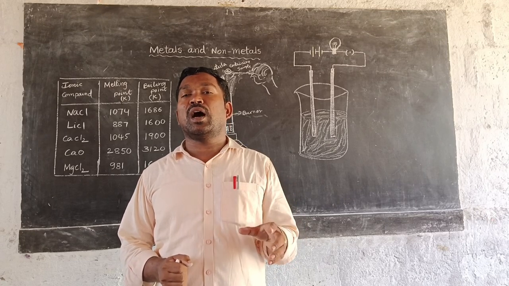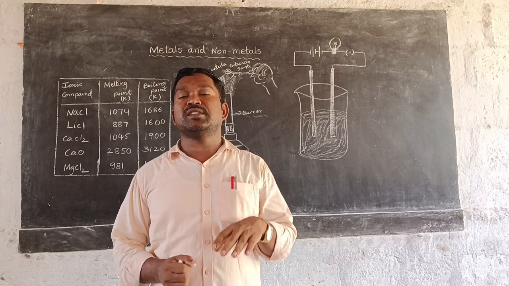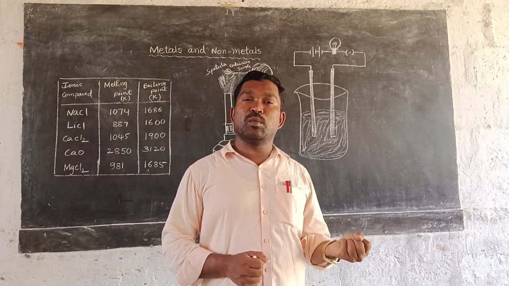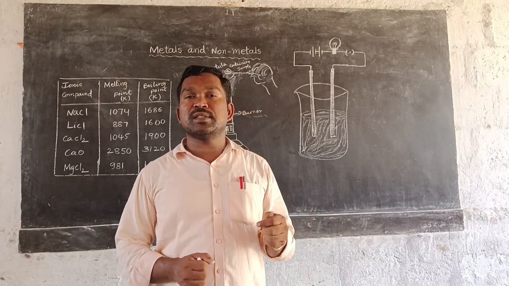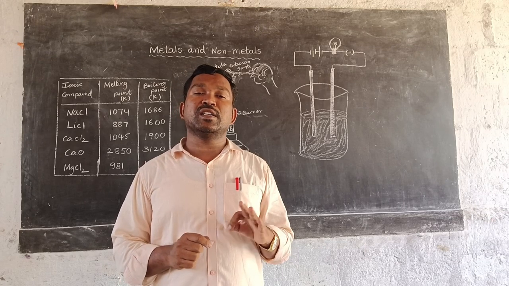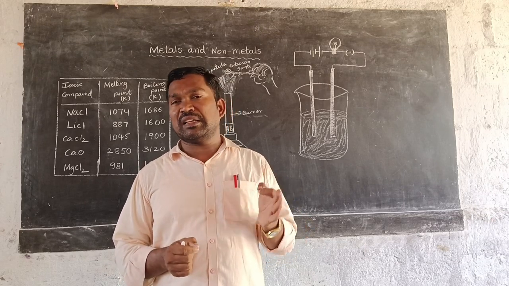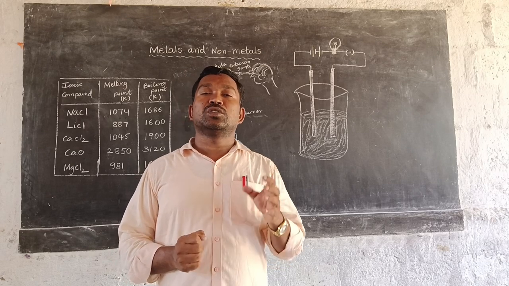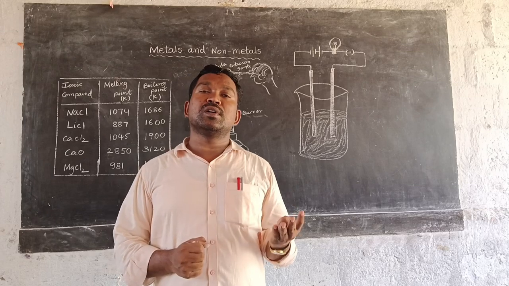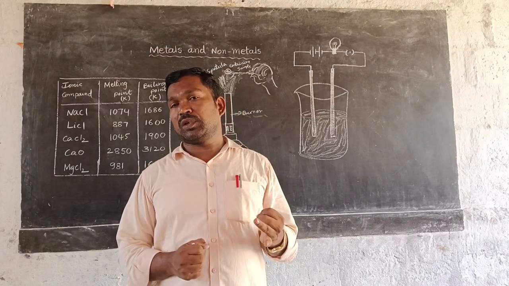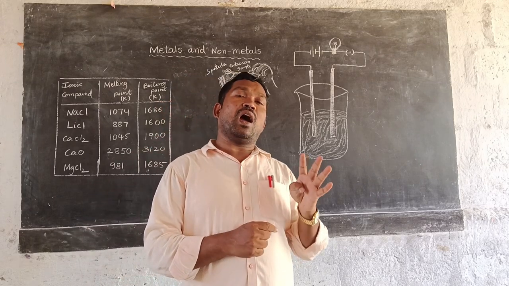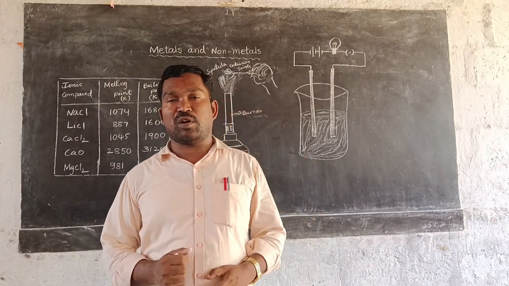Oxides and sulfides are also available. Which metals? Low reactive metals. Low reactive metals means they do not participate, or participate less, in chemical reactions. Gold, silver, platinum, copper, that type of metals. They are available in the free state and in oxide and sulfide formation.